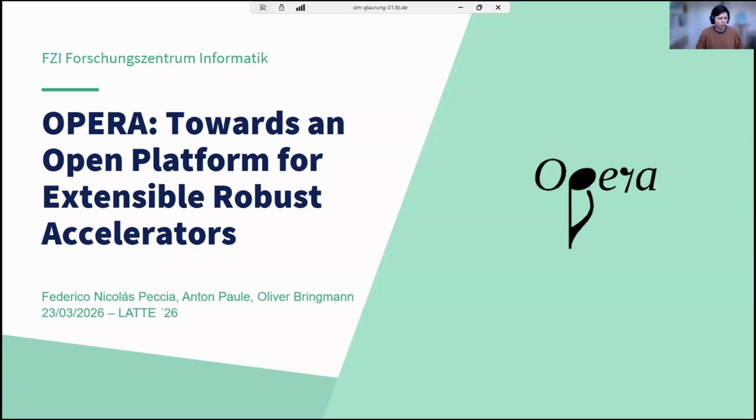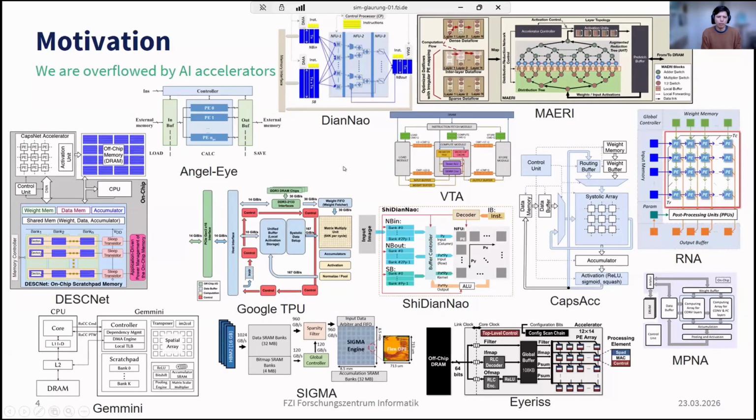And we're going to be presenting our Opera vision, which is an open platform for extensible robust accelerators. So what does all of this mean? Basically, you probably know a lot of these accelerators. There are a lot of them in the literature. These are some of the most known ones, and they all more or less have a similar architecture if we abstract it a little bit. There is always some kind of compute element, some DMAs to move data from external memory to internal memory, some controller unit, and so on and so forth.